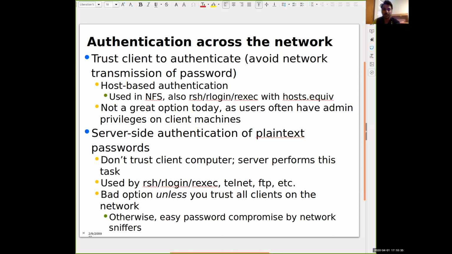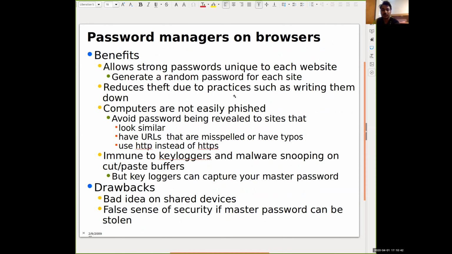Professor, I have a question. Yeah. On the last slide, it was written that modern browsers are very difficult to phish, and you said that if we misspell a bank's website, then it would be very difficult for them to get the password. So how does it exactly work?